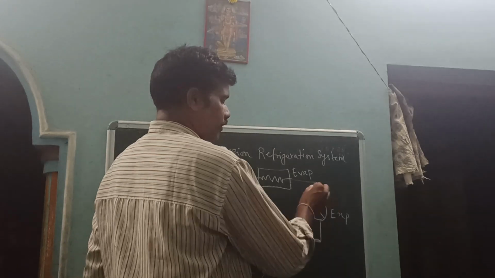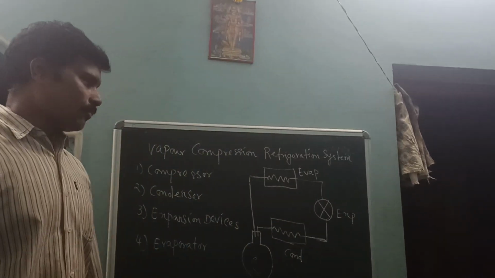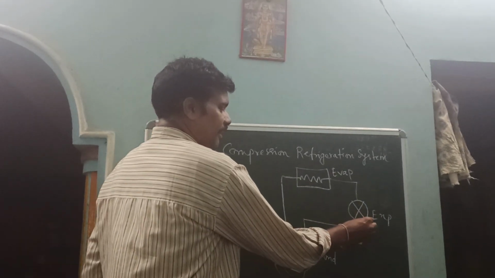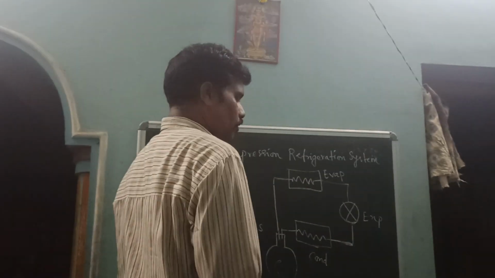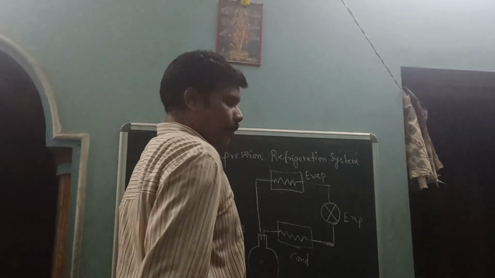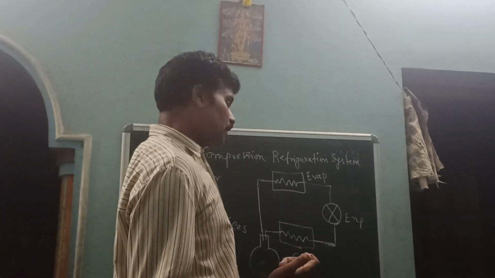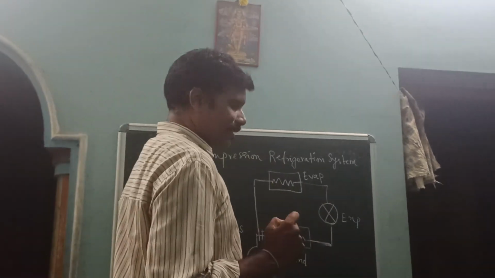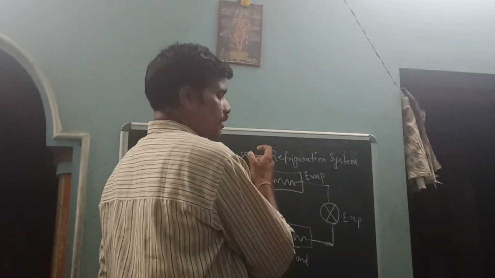With the help of expansion devices, the temperature and pressure are further reduced because very limited diameter capillary tubes are used. So further temperature and pressure will be reduced with the help of expansion devices. Part of the liquid is also converted with the help of expansion devices. So here the temperature is very low, right? So the last part is evaporator.